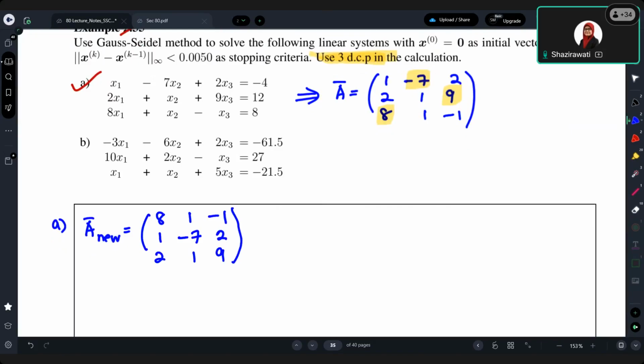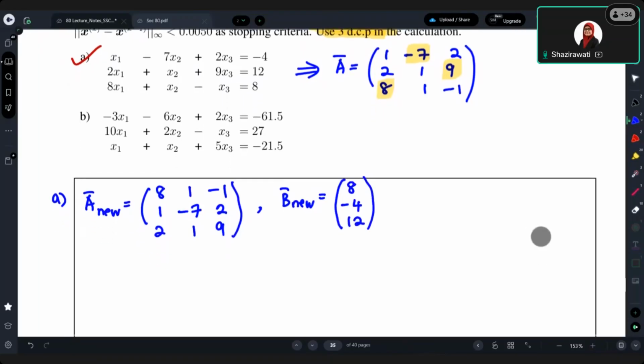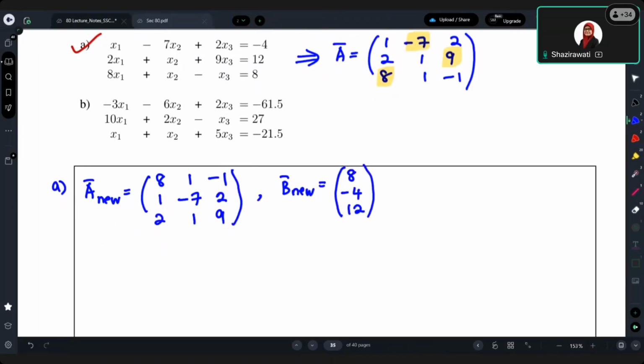Bila you ubah A, B need to be changed accordingly. Ini kadang student termiss. Okay, so you kena bawa yang sebelah kanan tu, values at the right hand side, change accordingly lah. So kita bawa yang ketiga naik kan. So 8 dekat situ, and then 1, and then 12. Okay, kalau salah ni, you punya formula most likely akan salah juga. Alright, so first step is to rewrite lah, okay, you punya system.